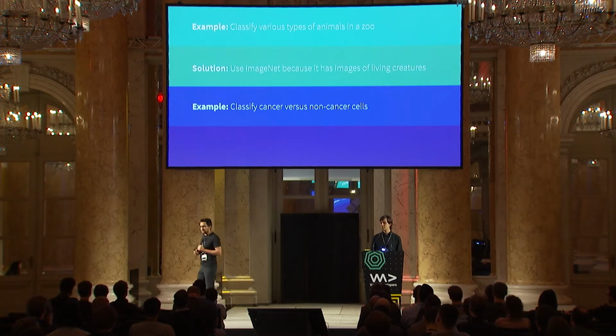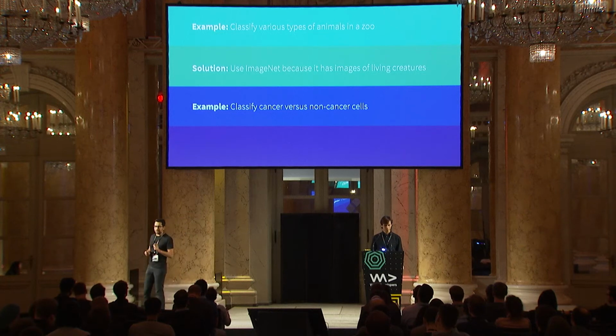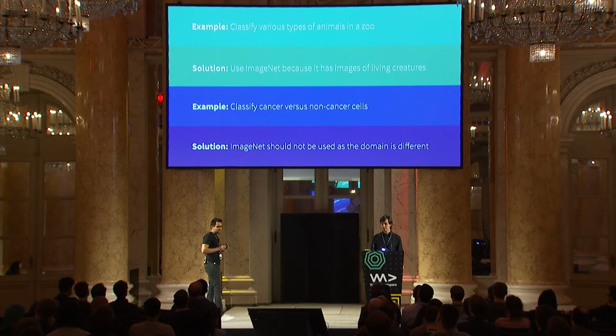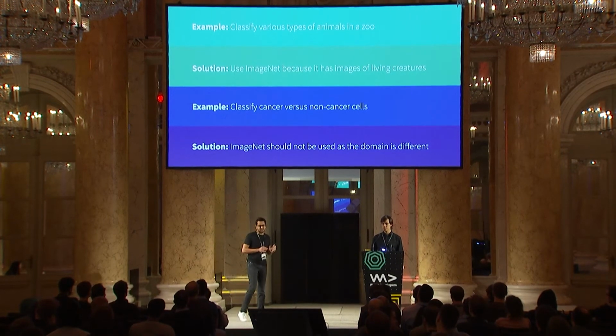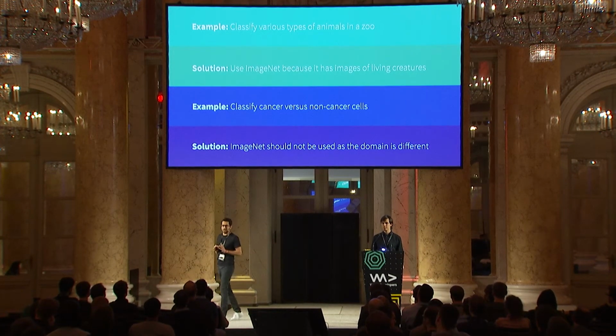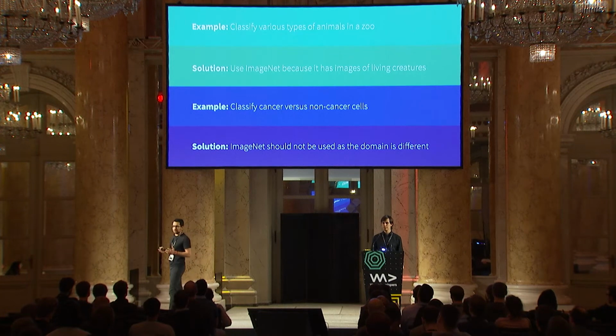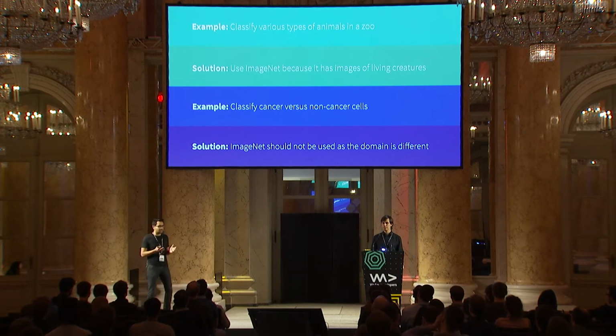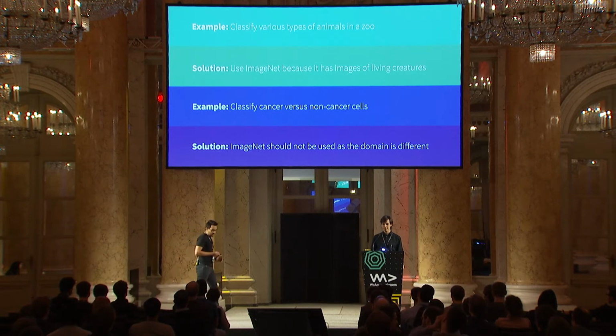However, if your task is to classify, for example, cancer versus non-cancer cells, then ImageNet should not be used since it does not contain the cancer cells, and the domains are different. So this is how we decide on transfer learning.